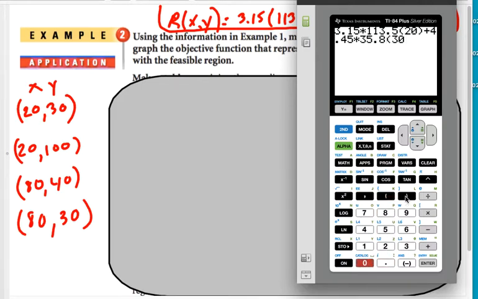Now, we've already established when I talked about the last one that we know (20, 30) is not going to be the max, but I could type it in like this. Here's the cool thing your calculator can do. If you want to find the next one, so I just found the value for (20, 30), and I'll write it down over here.